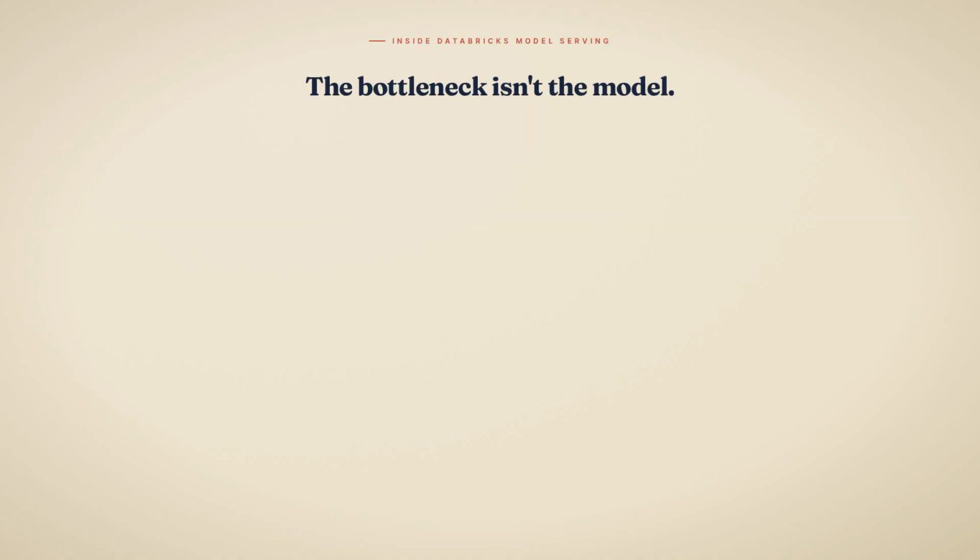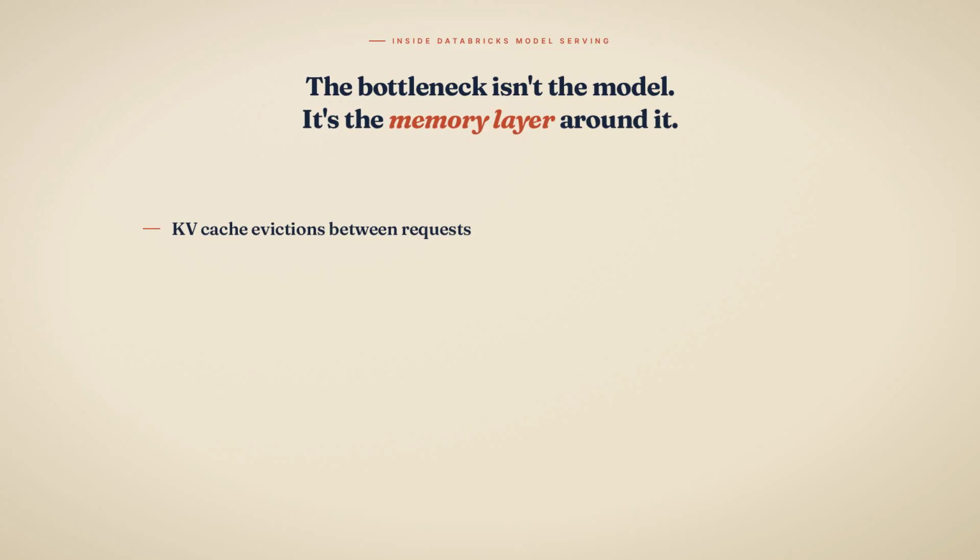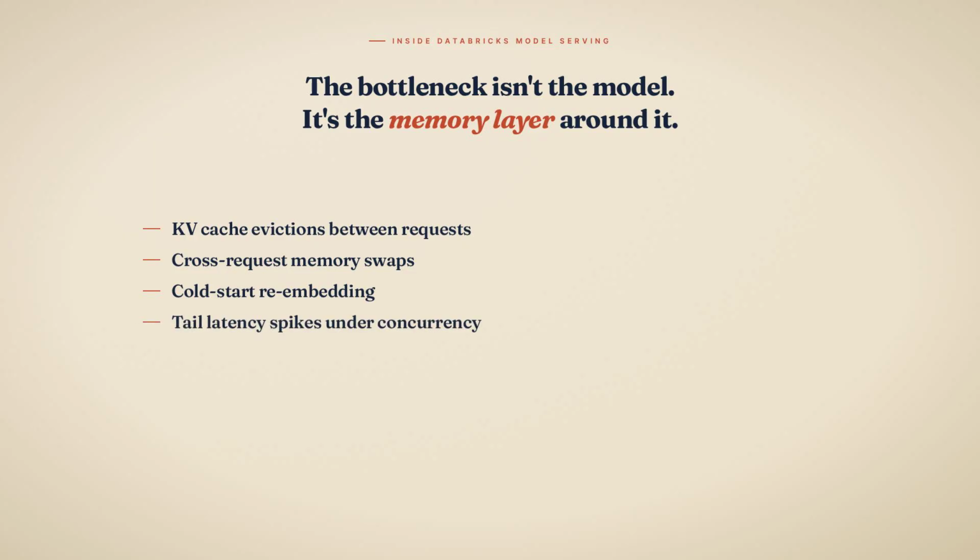Inside Databricks model serving, the bottleneck is rarely the model itself. It is the memory layer around it. KV cache evictions between requests, cross-request memory swaps, cold start re-embedding, high tail latency the moment concurrency goes up.